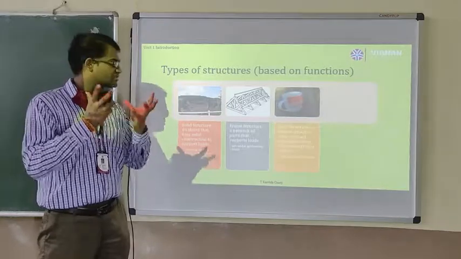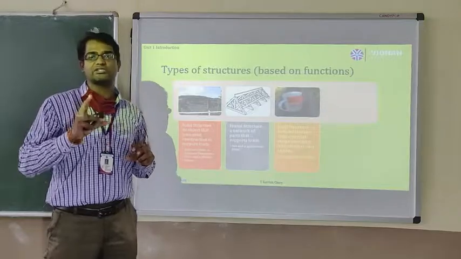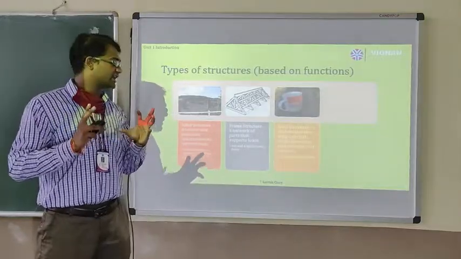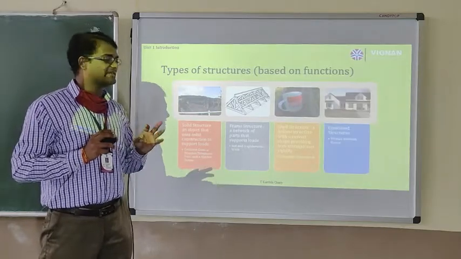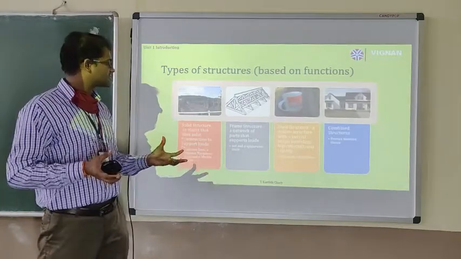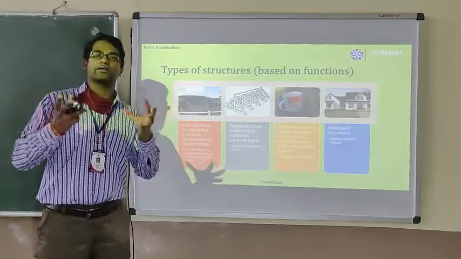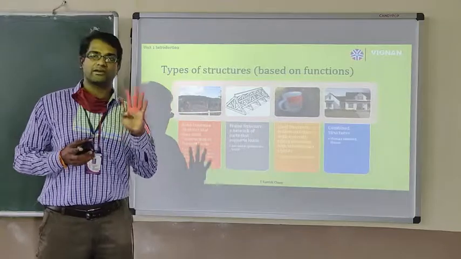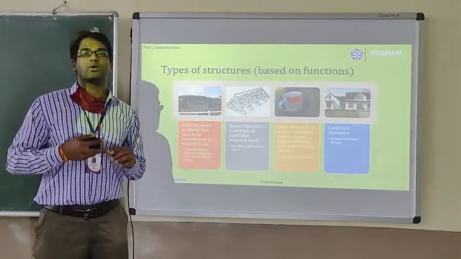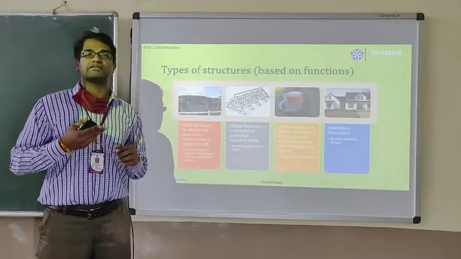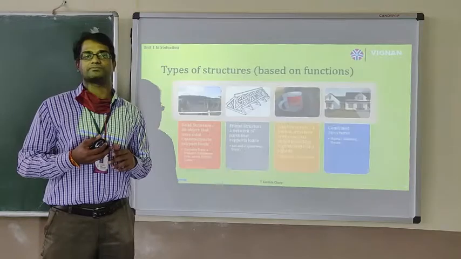Then you have a shell structure, right? Shells are nothing but hollow structures with a curved shape, which have huge strength and rigidity. And the fourth one is a combined structure, where we use solid structures and frame structures combined together. So basically 4 types are there based upon the functions of the structure: solid structure, frame structure, shell structure, and combined structure.